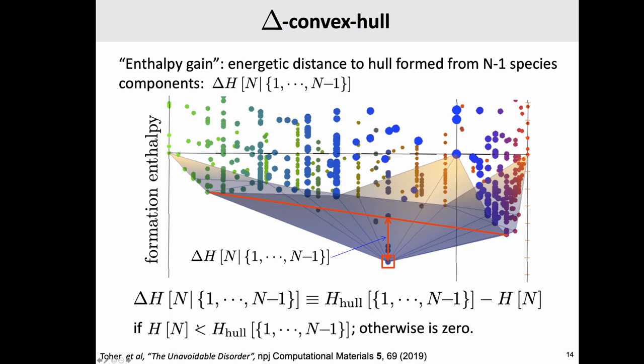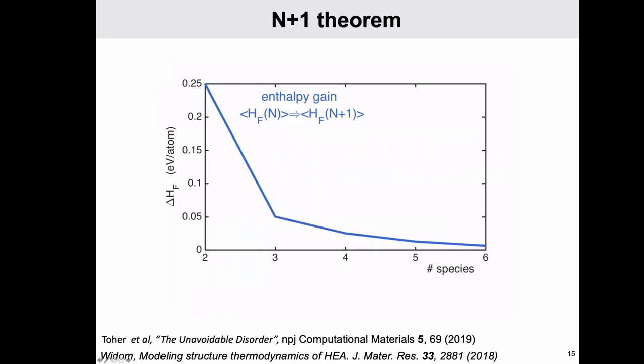Why do we like this game? Because when you go from an ordered system to a disordered system, you are fighting this H with respect to the entropy game. Look here. This is a cartoon. This is not a real number. I will show the real numbers in a few minutes. This is the gain in enthalpy to go from n species to n plus one species. And you see that it's actually reducing.